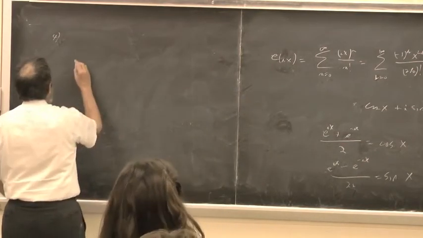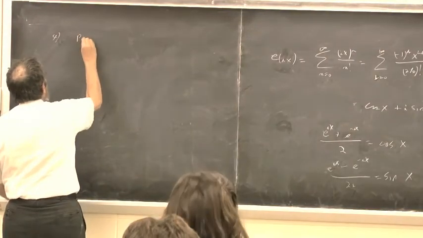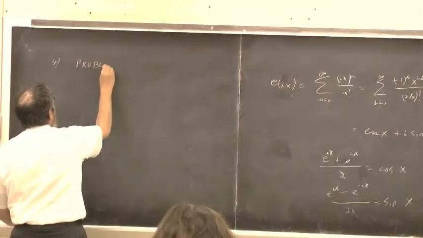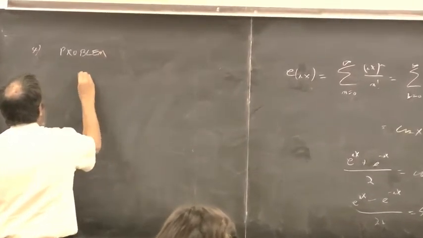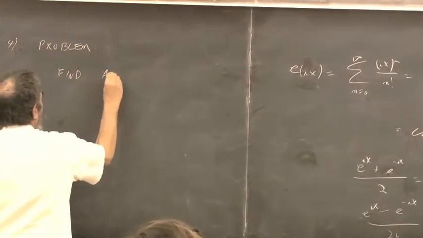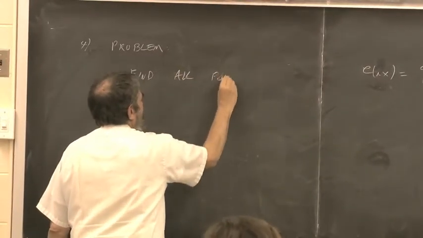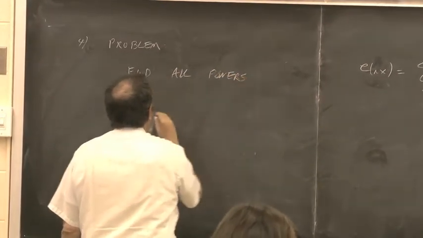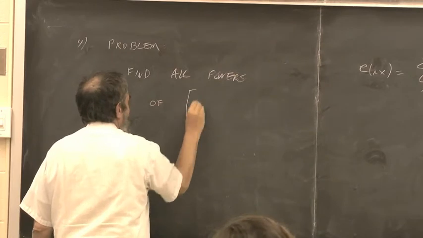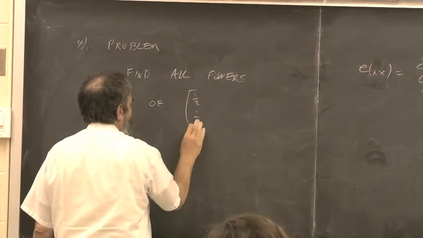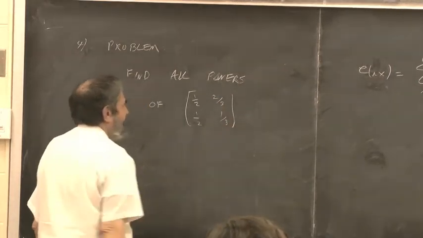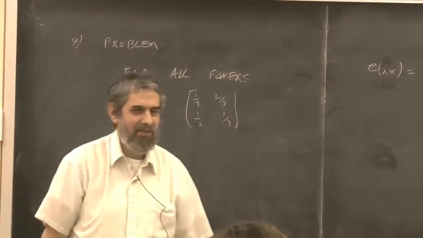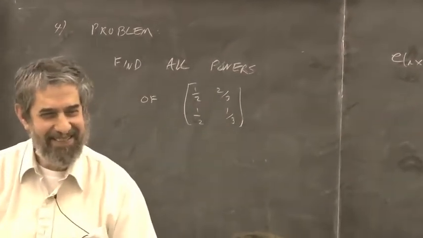So, this is the problem that we want to talk about. We want to transform it. We'll make it a concrete problem: find all powers of a specific matrix, let's say the matrix with rows 1/2, 1/2 and 2/3, 1/3. So the thing is, what matrices is it? You know it's coming.